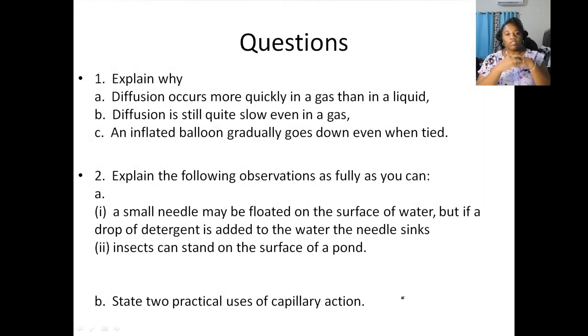Alright, so let's try to answer these questions. Explain why diffusion occurs more quickly in a gas than in a liquid. Well, there are intermolecular bonds between molecules in a liquid as opposed to a gas. Because gas molecules are freer than molecules in a liquid, diffusion will occur faster. Now diffusion is still quite slow even in a gas. That's because some gases have a lot of mass, and that's a factor in the rate of diffusion, so a gas that is very heavy will travel slowly.